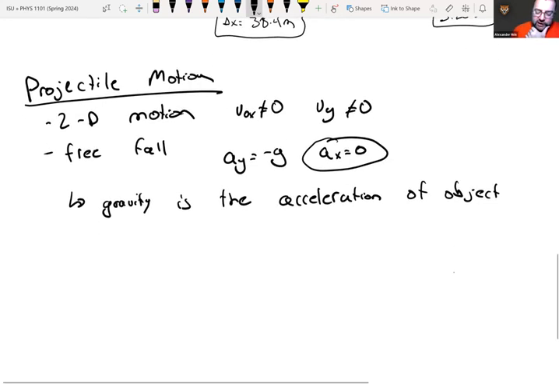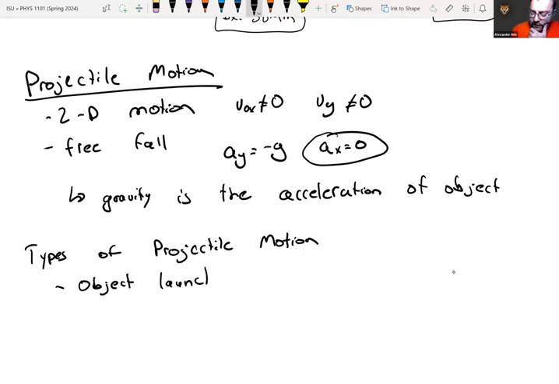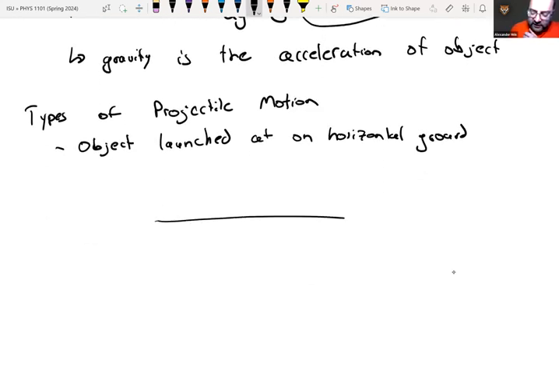Now, basically, you can have different types of projectile motion. You can just have kind of like the one we already saw. You can have an object launched at an angle. Now, I say launched, I just mean projected at an angle on horizontal ground. And again, a basic schematic of this would be something like this. Like that. You can also have an object launched from a ledge.